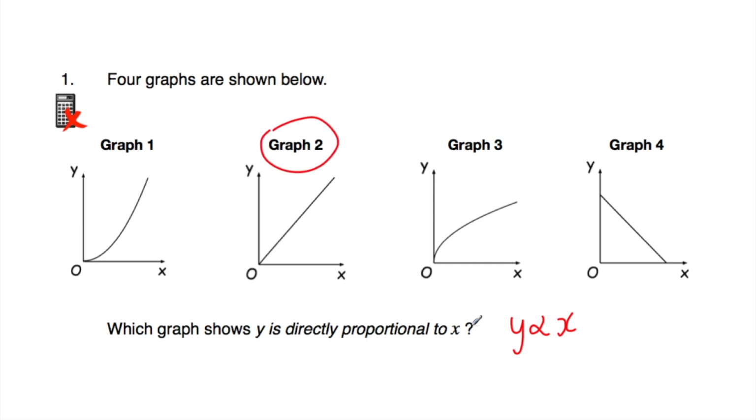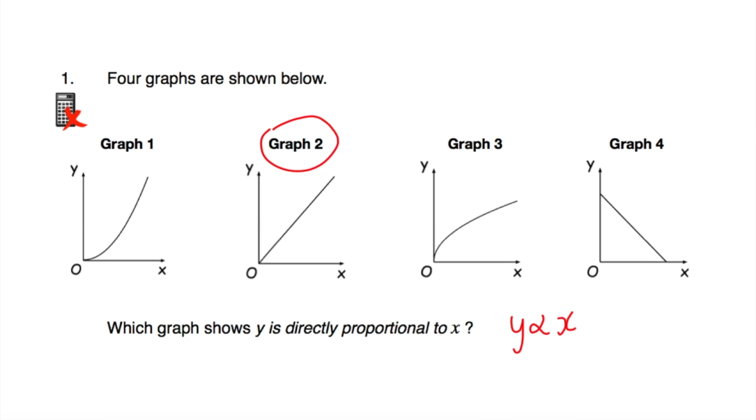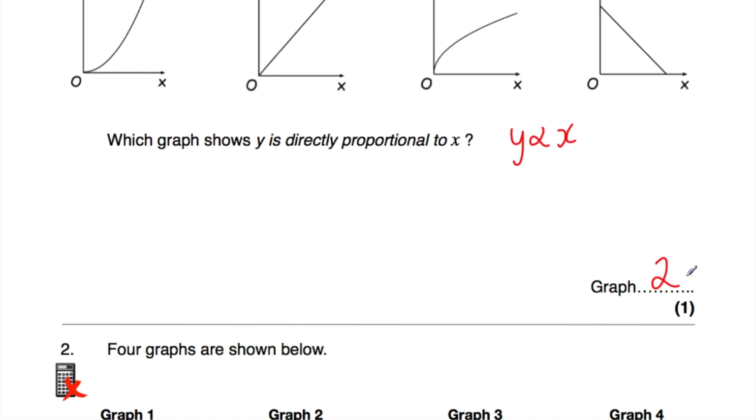Graph 2 is y is directly proportional to x. As x increases, y increases, and it's this linear relationship. So for instance, if we double x, we'll be doubling y, and so on. So that is the relationship of y is directly proportional to x. So that's going to be graph 2. So let's write that down, graph 2, and that's it.